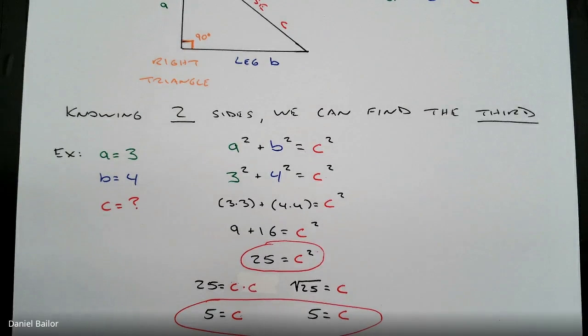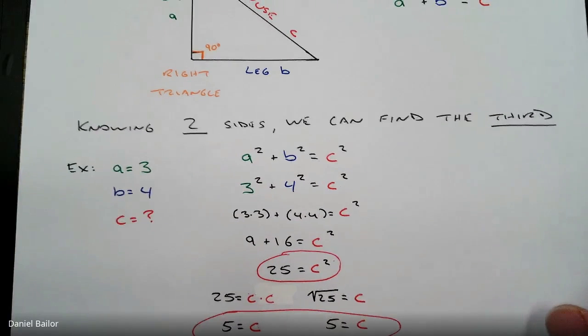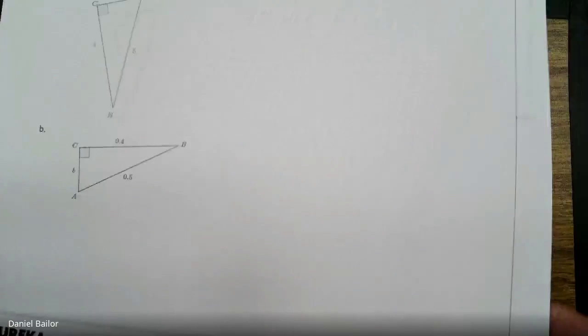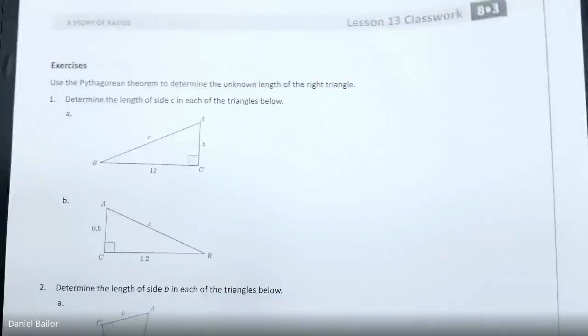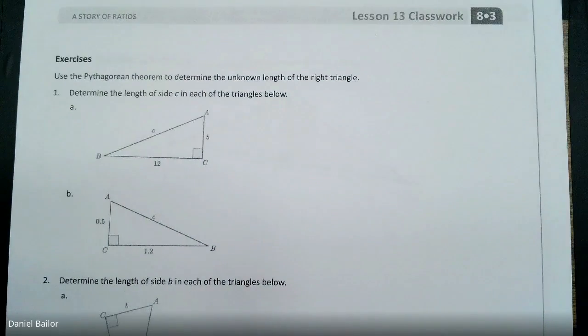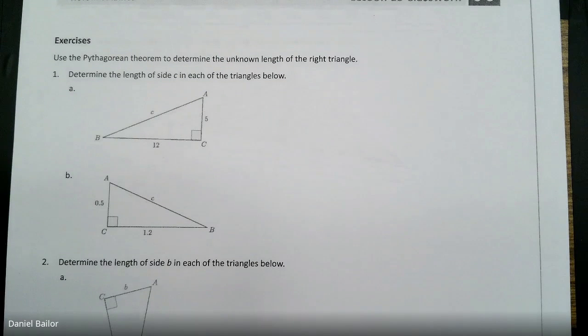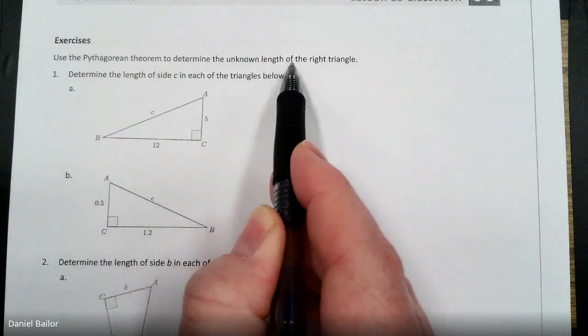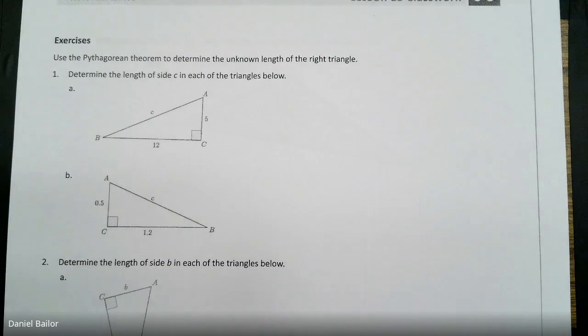Okay, hopefully you took a few minutes to pause the video, go back, check your notes, ask any questions you need to ask, and you're ready to work ahead on the practice exercises. So let's take our note page away and make sure it's close by so you can still see it. And let's look at page 149. That is where the practice exercises for Lesson 13 start. So the directions underneath the exercises say, use the Pythagorean theorem to determine the unknown length of the right triangle. So we are going to find the unknown. We're going to find the missing side length.